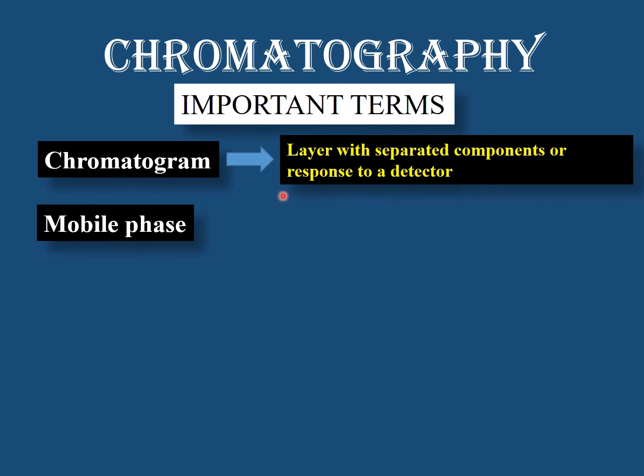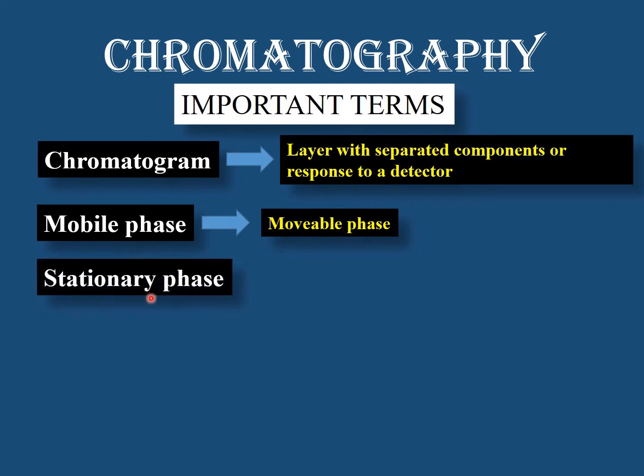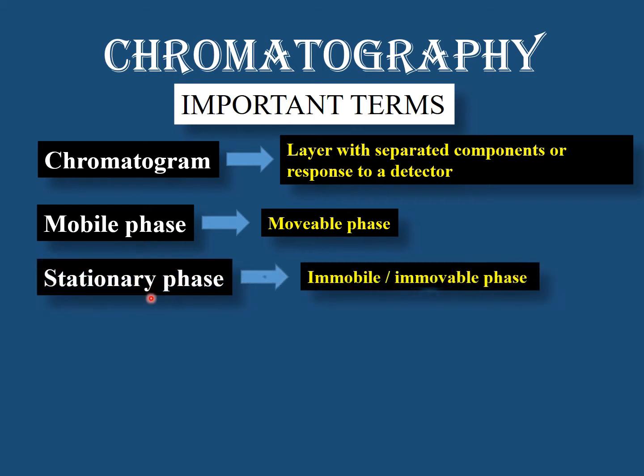In chromatography, we use different phases. One of these phases is a mobile phase, the other is known as a stationary phase. As the name indicates, a mobile phase is a phase which is movable. This is the phase which moves during the experiment, and on the other hand, the stationary phase is the phase that remains static, it's immobile or immovable during the experiment.